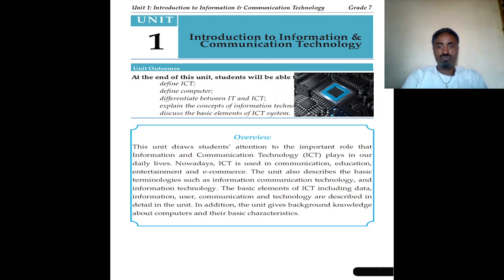The unit also describes the basic terminologies such as information communication technology and information technology. What's the difference between ICT and IT? What's the difference between information and communication technology and information technology? The basic elements of ICT include data, information, user, communication, and technology, which are described in detail in this unit.